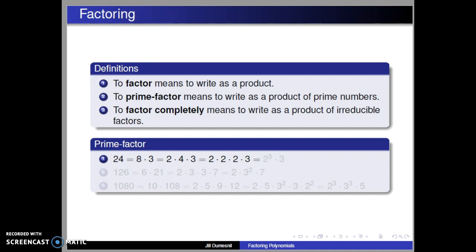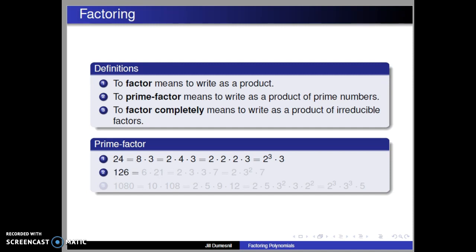Since we have 3 factors of 2, we can write this product more compactly using 2 cubed. This is called the prime power factorization of 24, since we have written 24 as a product of powers of prime numbers.